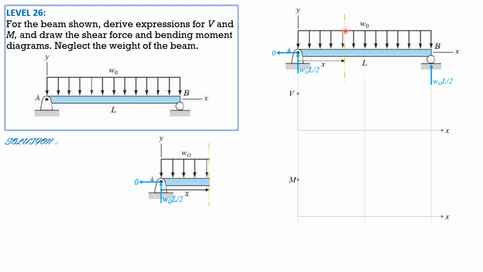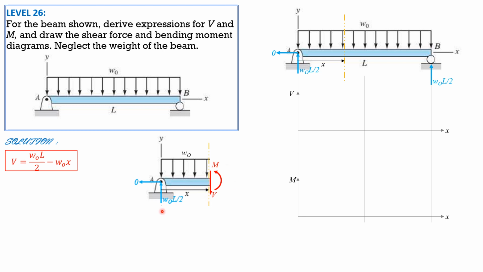So this is the figure. We have the shear and the moment in those positive directions. So therefore, shear is WOL over 2 minus the area of this loading, WOX. So WOL over 2 minus WOX. That's the shear equation in this section.